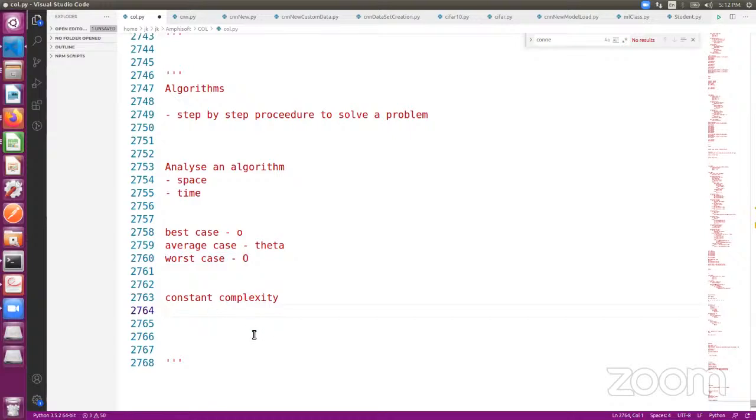So constant complexity is denoted by order of constant, big O of either 1 or C. Some constant value, order of 1. Can you tell any example? Somebody knows, you can tell me. For constant complexity, whatever might be the value of n. Any example for a constant complexity algorithm? Linear search? No, no, no.